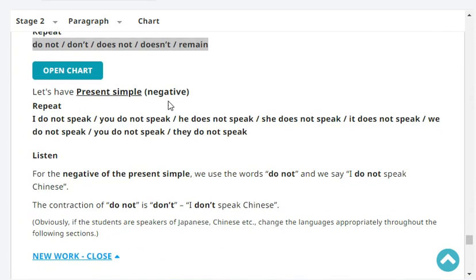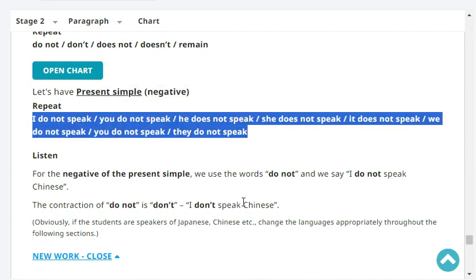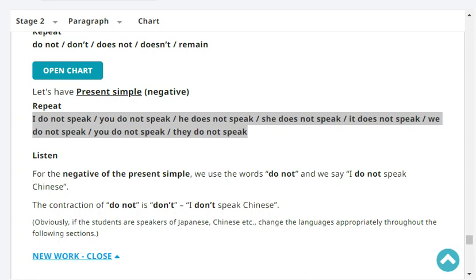Very good. Okay, so now let's talk about present simple negative. The things that we don't generally do, okay? Let's practice. I do not speak. You do not speak. He does not speak. She does not speak. It does not speak. We do not speak. You do not speak. They do not speak. Very good.